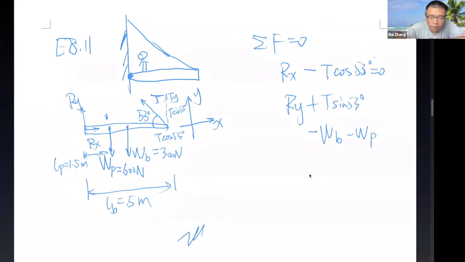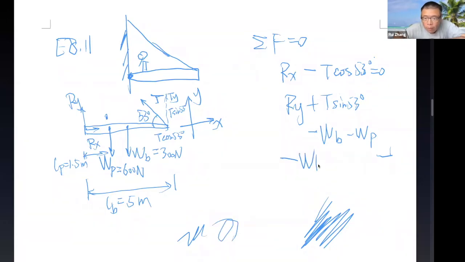Again, we have this problem of writing. I don't know why. What is the problem? I need to call the warranty. I just cannot write anything here for some reason. I've never had this problem before. Negative WB minus WP equal to 0. For some reason, I don't know. That's crazy.